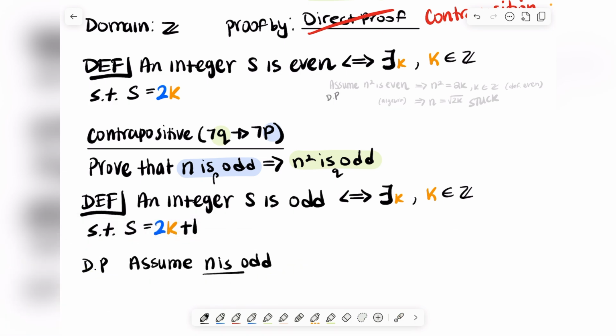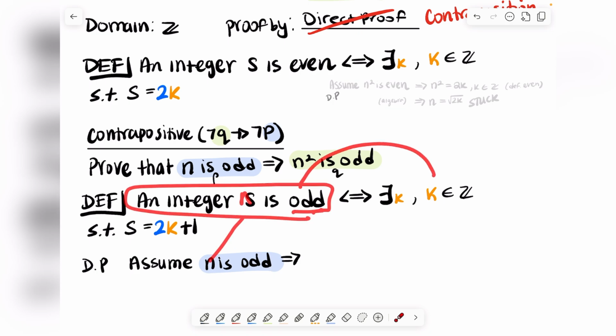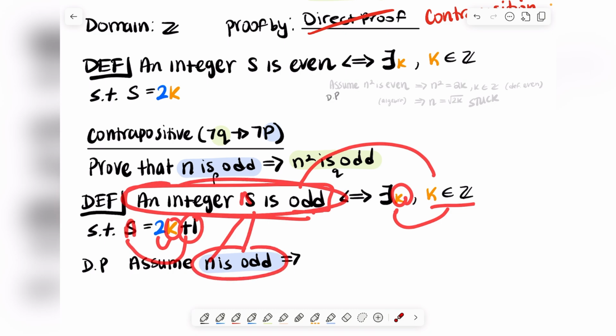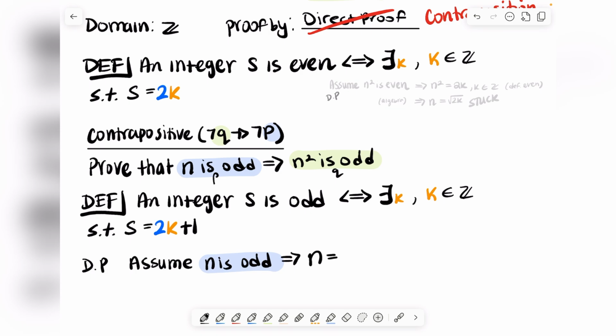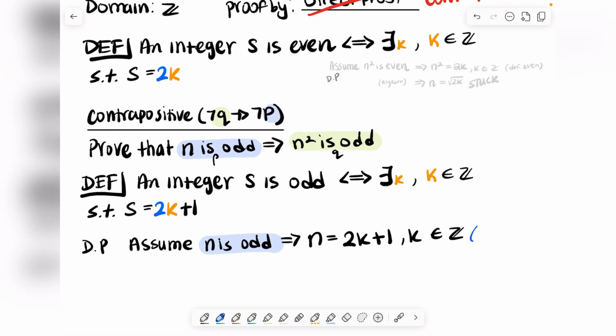Now back to this. If we assume that N is odd, so assuming P, what does this imply? Well, if N is odd, so if this side is true, then this side should also be true: that there is an integer K that, if you multiply by 2 and add 1, you get N. So this implies that N should be equal to 2 times some integer K plus 1, where K is an element of the set of all integers. In other words, K is an integer. So what we used here was the definition of an odd integer right here.